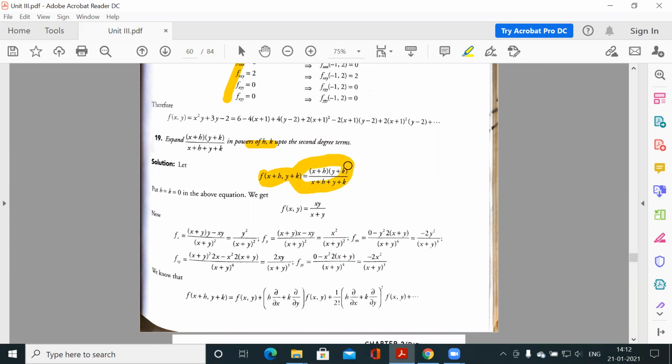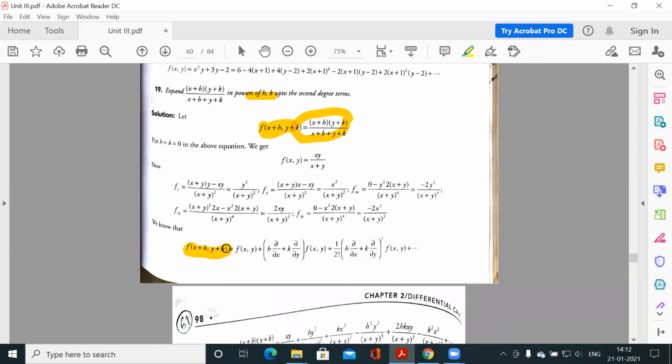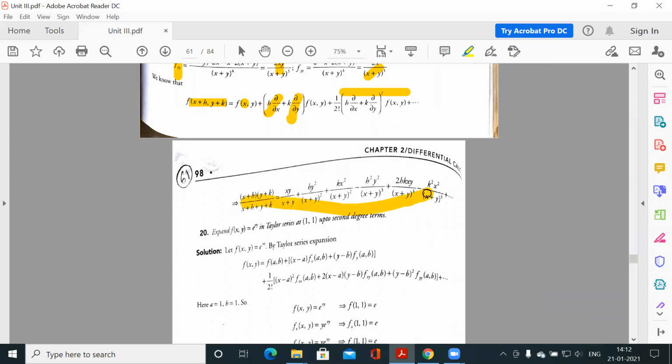So this is your function, and you know the formula: f of x plus h, y plus k is equal to f of x, y, plus h del f over del x plus k del f over del y, plus all the higher derivatives. For this you need the derivatives of x, y. These are partial differentiations of the given function. There is no need of substituting the point, because we have to find it in powers of h and k. So this is your required expansion.